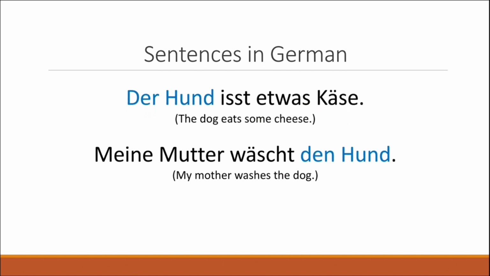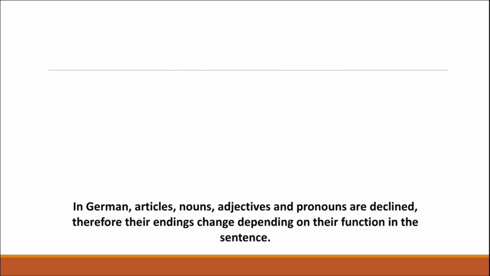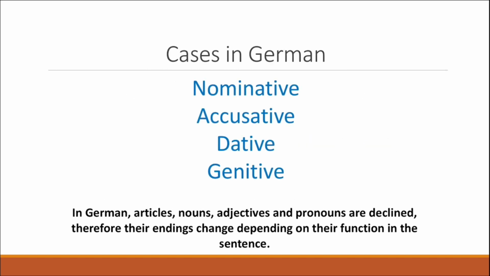And this is a very important realization in the German grammar because in German, articles, nouns, adjectives, and pronouns are always declined. Therefore, their endings change depending on their function in the sentence. And these are what we call the German grammatical cases. Depending on the function of the sentence, we're going to have to decline it. And here you can see the four German cases. These are the four possibilities we have in the German grammar. So it's either nominative, accusative, dative, or genitive.